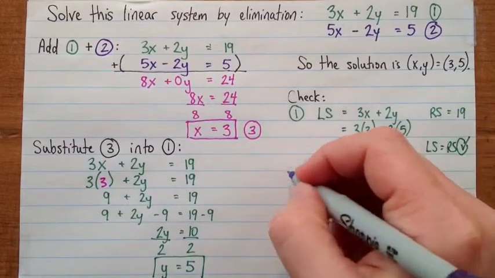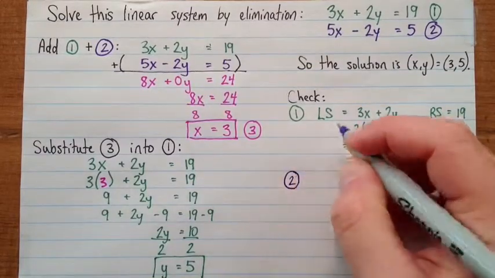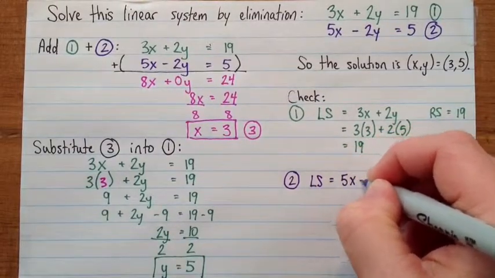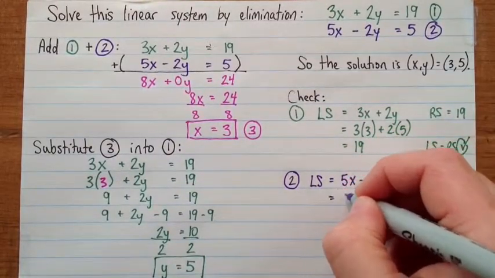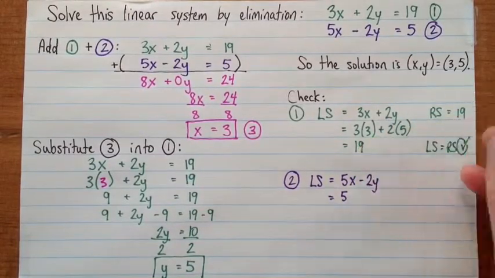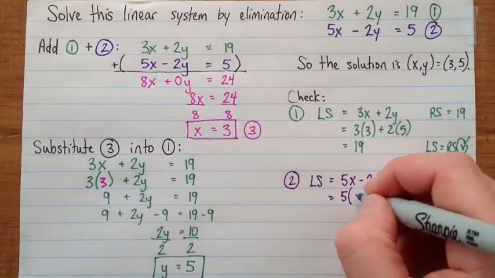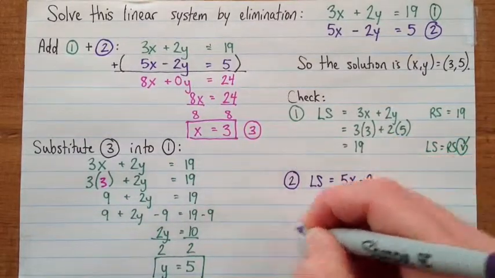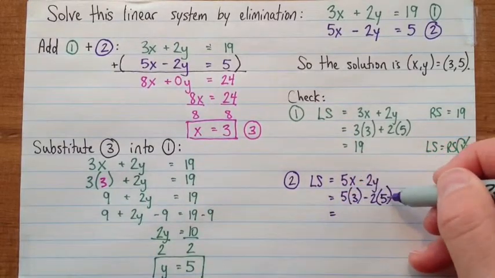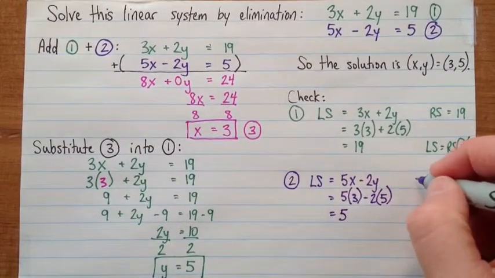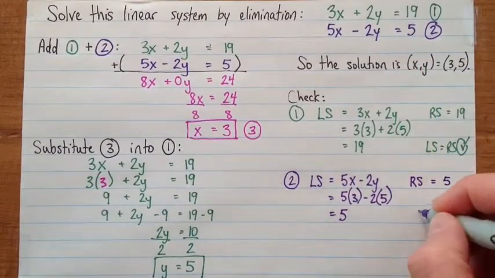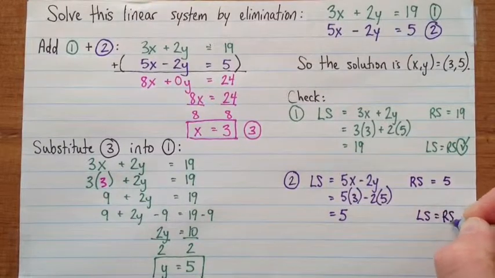So for equation 2, my left side equals 5x minus 2y, and then stop there. Don't put equals 5 yet, because that's what we're checking. We're checking, is it going to be equal to 5? So it's 5 times 3 minus 2 times 5, which is 15, subtract 10, that's 5. And the right side is 5. So we've got that the left side equals the right side.